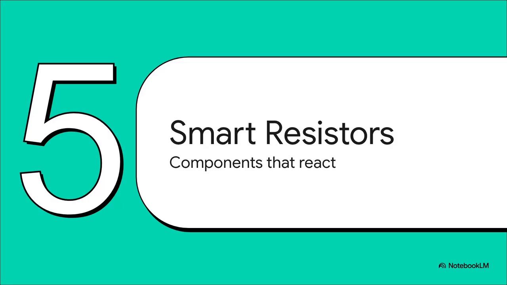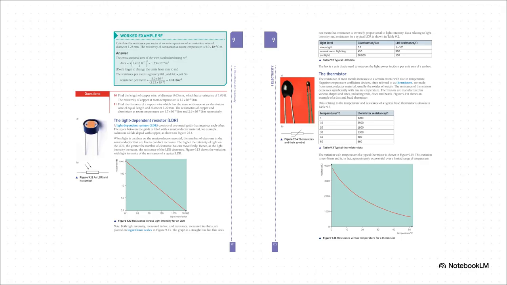Okay, but what if resistance could change on purpose? Some components are designed so their resistance changes in very predictable ways based on what's happening around them. These are what I like to call smart resistors. Let me introduce you to the two stars of this show. Over on the left, we've got the light-dependent resistor, or LDR. Its resistance changes based on how much light is hitting it. And on the right, we have the thermistor, whose resistance is all about temperature. Let's see how they tick.